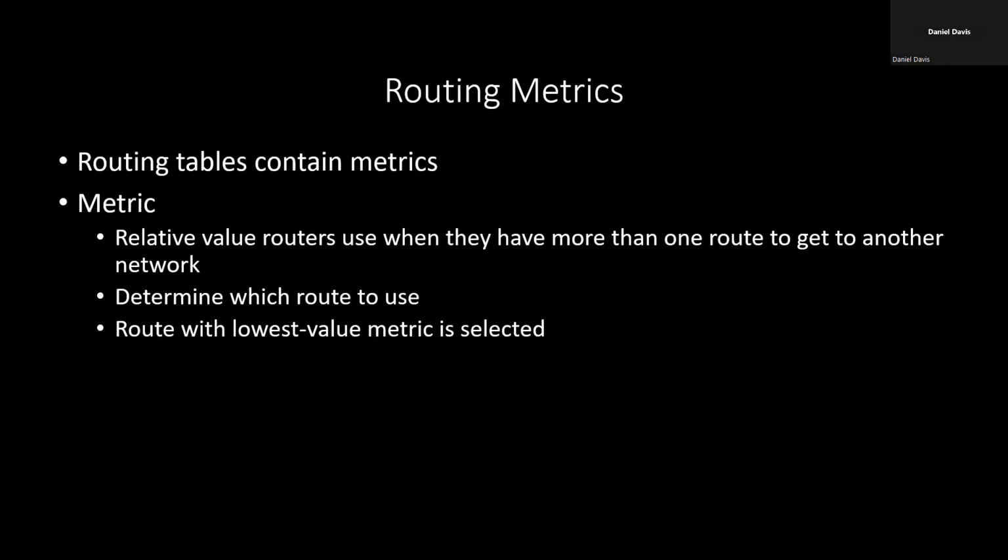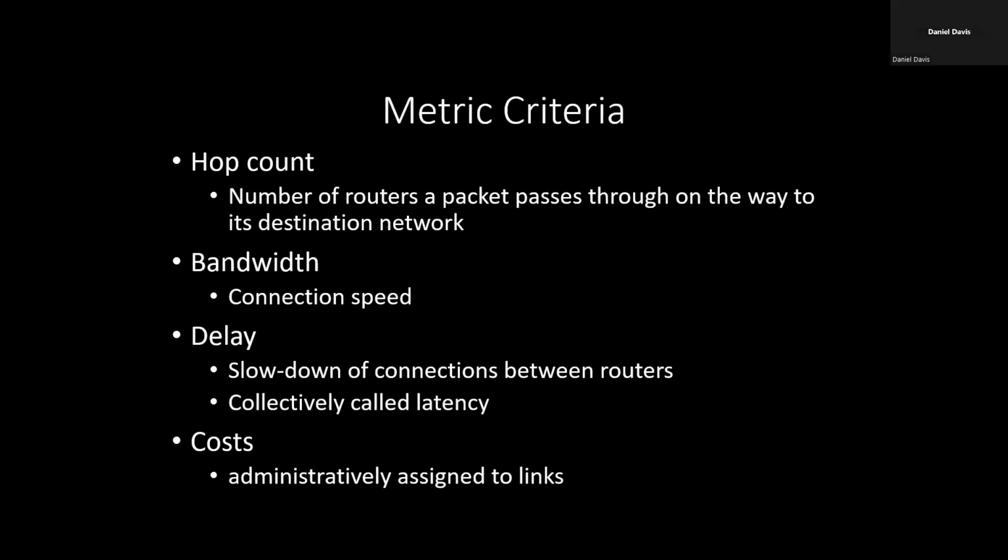When there's more than one route to get to another network, routers will use a metric to determine which route to use. The lowest value metric is the one that's selected. Here we have an example of some metrics that can be used. Just a quick note, not all of these will always be used by every single routing protocol, and some of them will be weighed differently when they are used. This is just an example of some of the metrics that can be used.